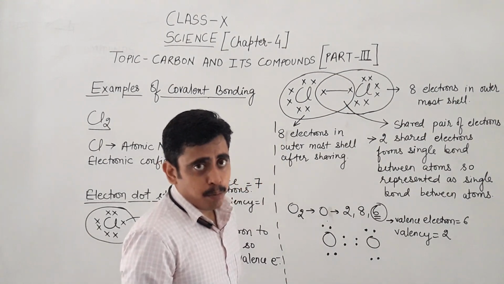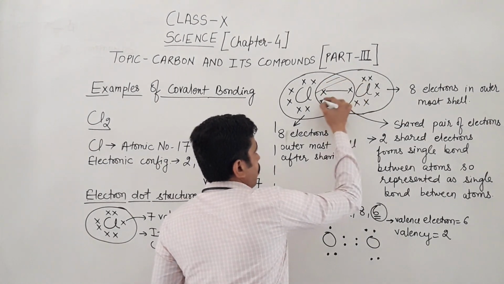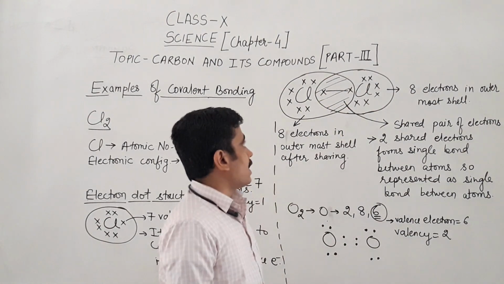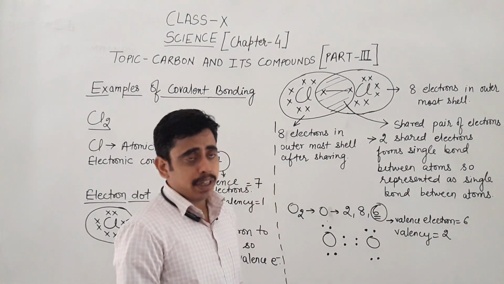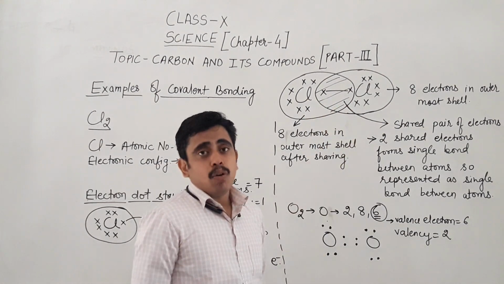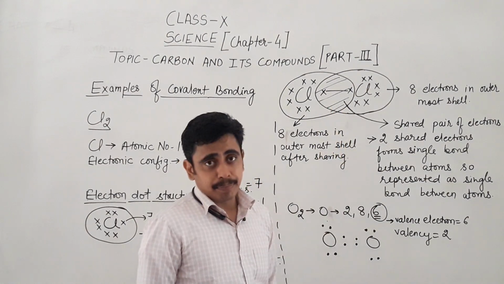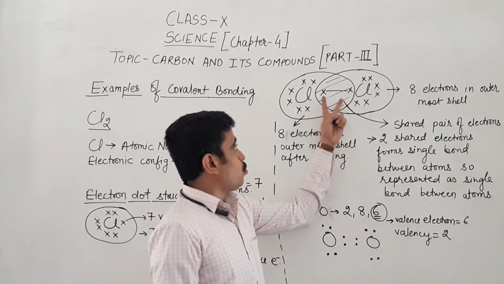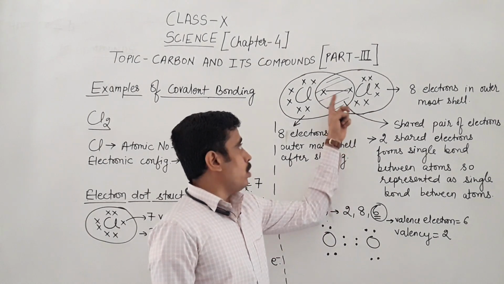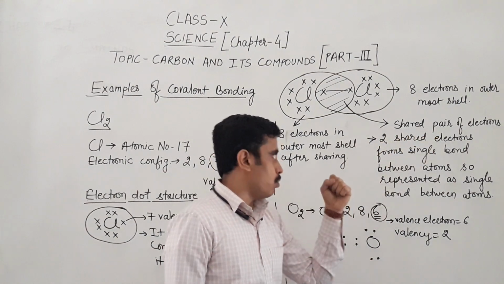Okay, now one more important thing, the common circle. This common circle between both the atoms contains how many electrons? All of you see, it contains only 2 electrons. So what is the number of electrons shared between both of them? They have shared 2 electrons between both of them, and these 2 electrons are the shared pair of electrons.